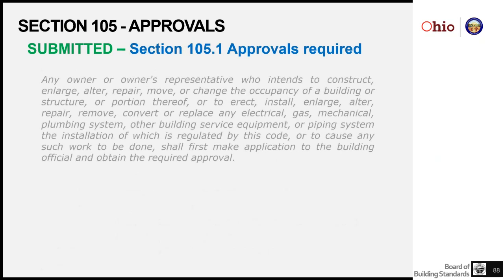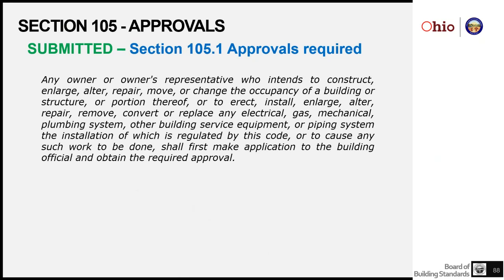So in the Ohio Building Code, it starts with approvals are required. If an owner intends to do any of those activities with their building, that installation that is regulated by the code, so it's within the scope of the code, he must first make application to the building department and obtain approval before he can start that construction. That's dealing with a full approval.